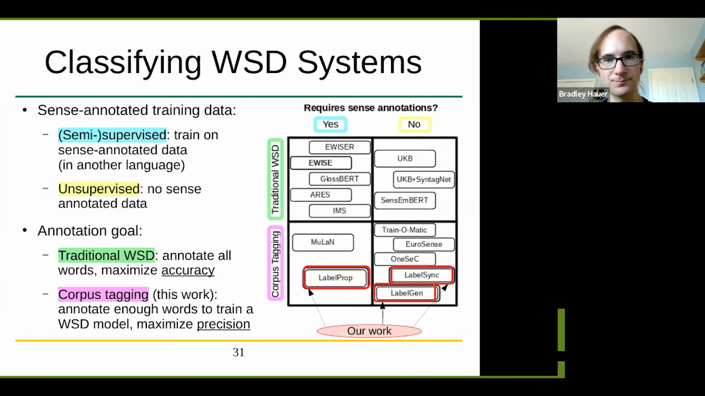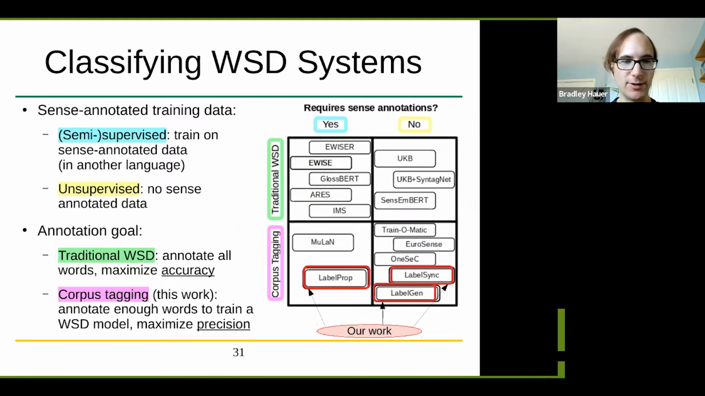Now, the alternative to that on the vertical axis is systems that do not require sense annotations. So we say that these are unsupervised or knowledge-based systems that do not need any examples of WSD to learn from. Now, on the other axis, the horizontal axis, we have traditional WSD versus corpus tagging. Traditional WSD is the standard formulation of the WSD task, where we are given a set of instances, a word in a particular context, and it is expected that our system will disambiguate all of them. So we want to annotate all the words and be as accurate as possible in that annotation.